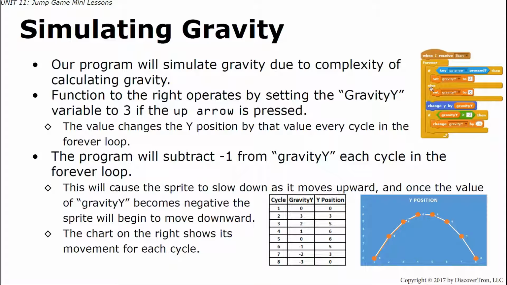Now let's presume that the up arrow has been pressed. So the up arrow has been pressed. Now gravity Y on the second cycle right here, and we're talking about cycles like how many times the computer goes through the loop.